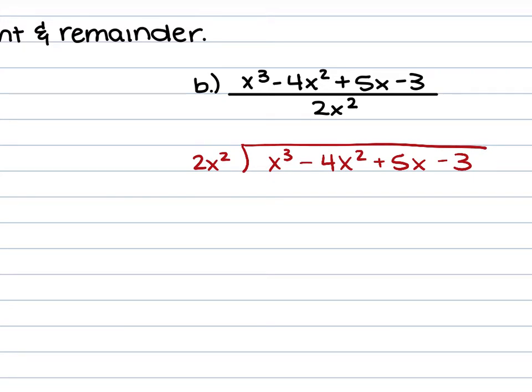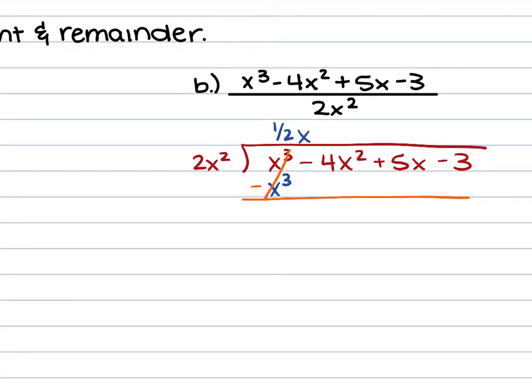You want to ask yourself, 2x squared times what is going to give me x cubed? How am I going to get rid of that 2x squared and turn the 2 into a 1? If we multiply the 2 by 1/2, it gives us 1. If we also multiply the x squared by x, it gives us x cubed. So 1/2 times 2 is just 1. X times x squared is x cubed. From here, we are going to subtract these two.